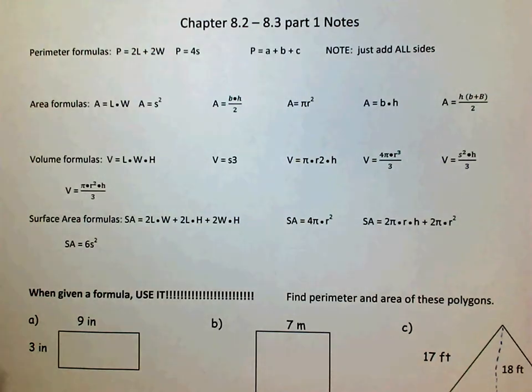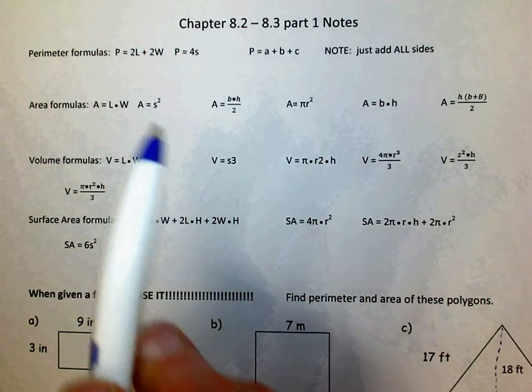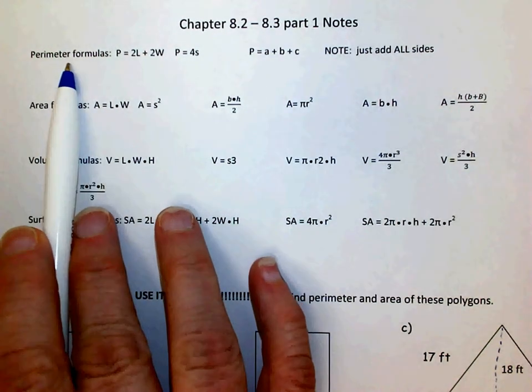Alright, you guys, this is chapter 8.2 and 8.3, part 1. These are the important formulas.